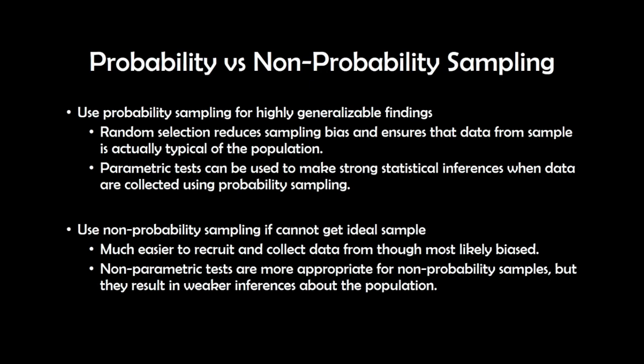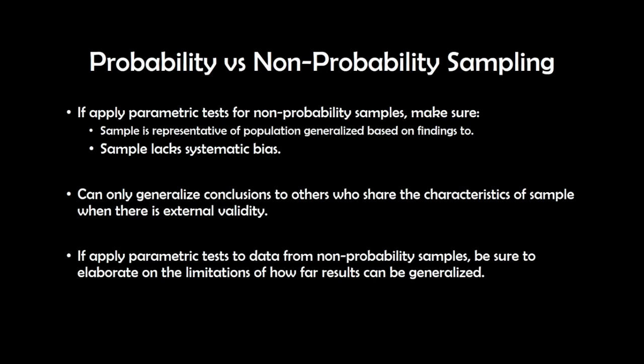You may use non-probability sampling if you cannot get an ideal sample. It is much easier to recruit and collect data from, although it most likely can be biased. Non-parametric tests are more appropriate for non-probability samples, but they result in weaker inferences about the population.